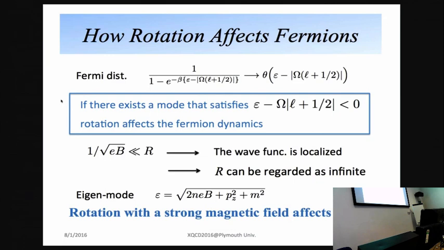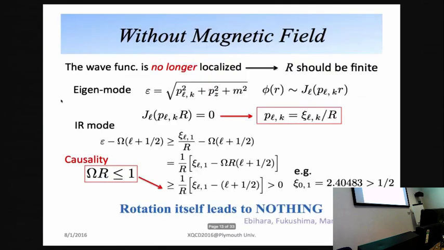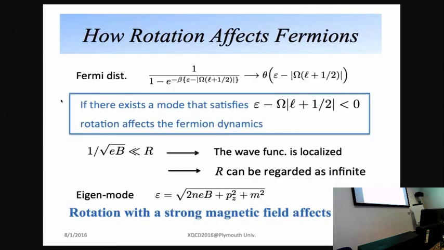And finally, we have to mention how rotation affects the fermions. Similarly to the finite density case with finite chemical potential, omega is introduced into the dynamics through the Fermi distribution function. Therefore, at zero temperature, omega appears only in the step function. So if there exists a mode that satisfies this relation, then rotation affects the fermion dynamics. Otherwise, rotation does nothing.